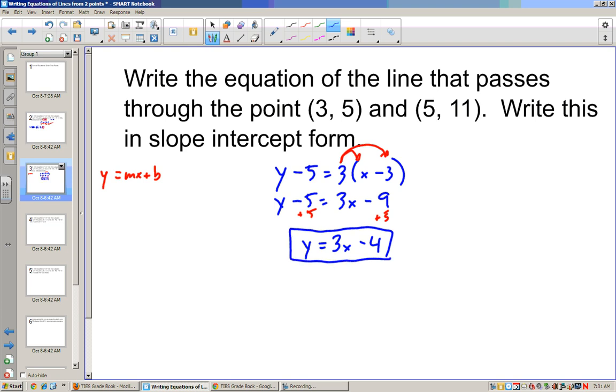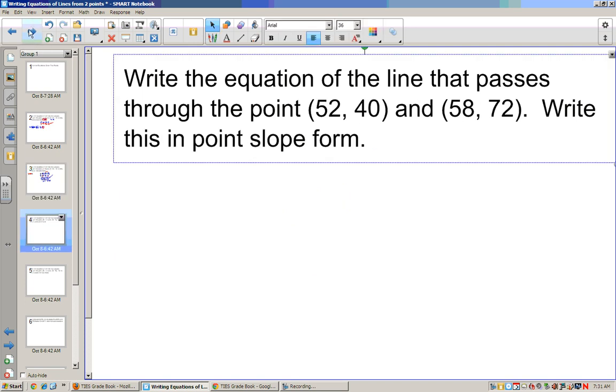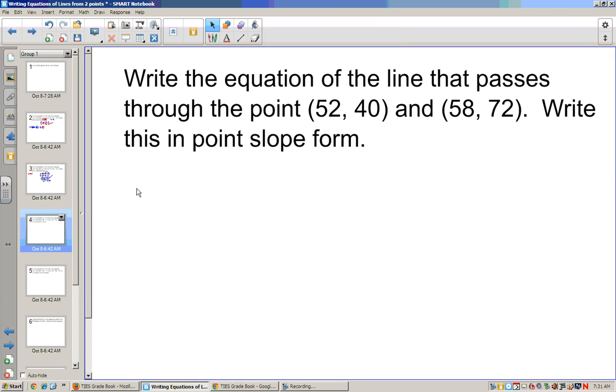All right. So now we have the slope-intercept form. We have our slope, again, is 3, but now our y-intercept is negative 4. But this is the equation we were looking for. All right. Hopefully that made sense to you. And now we're going to do a problem with slightly higher numbers.